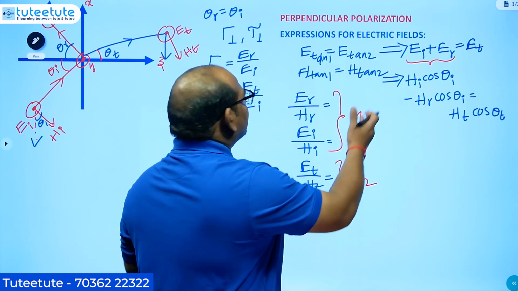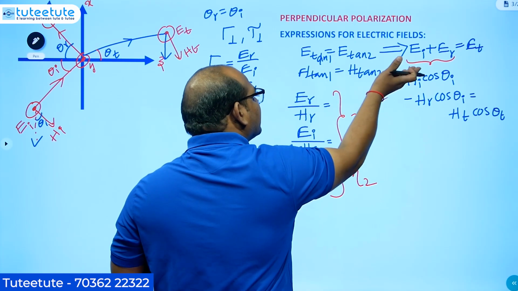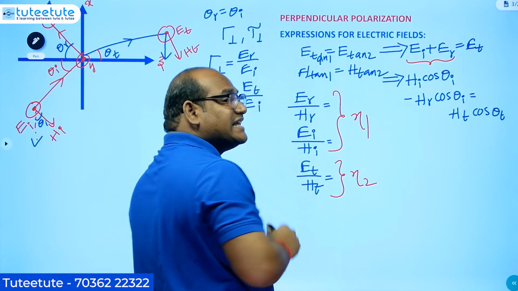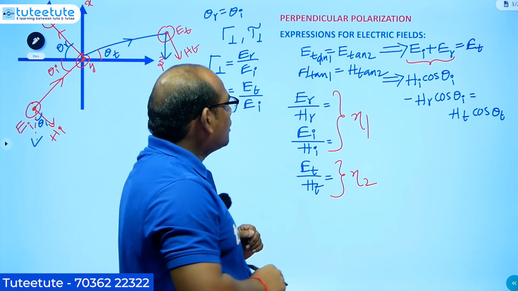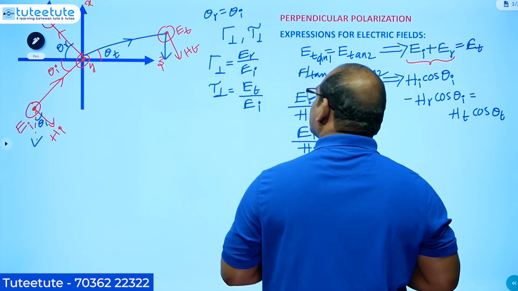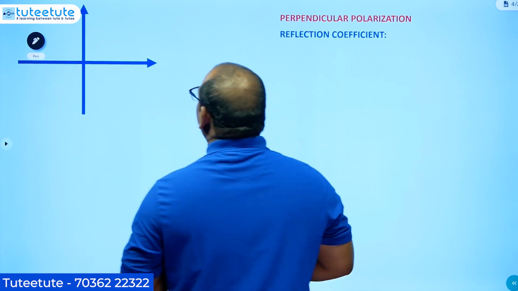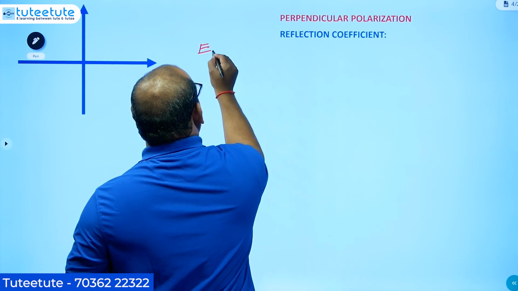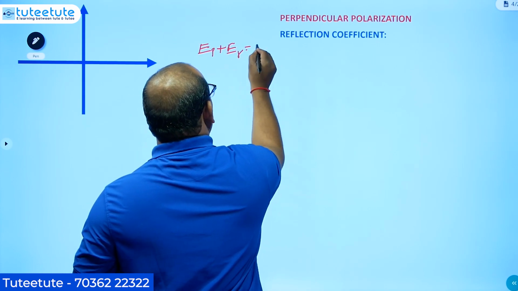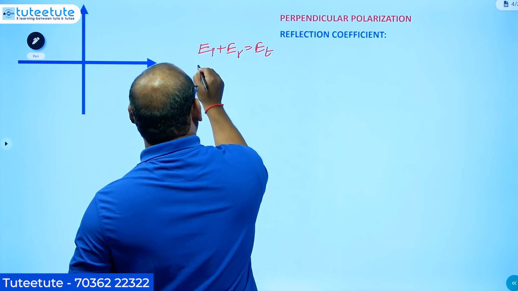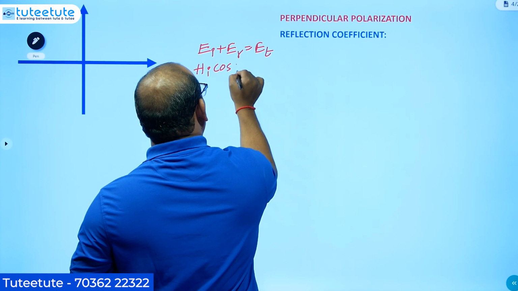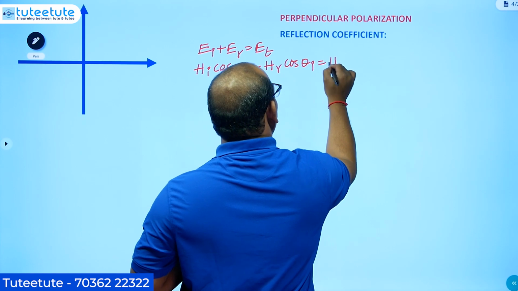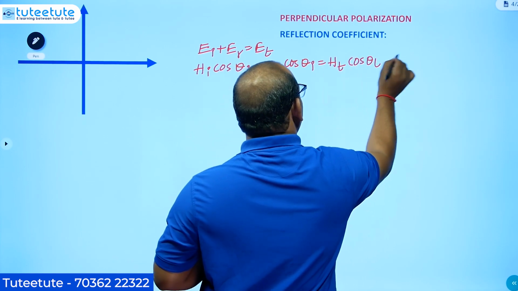For that purpose, if you want to get this one, we have to eliminate ET. And in order to get the other one, we have to eliminate ER. Like that we have to proceed. So for that particular purpose, I am going to the next slide. Once again I am writing whatever equations we need here. Those are EI, ER, this is ET, and the second equation we got is HI cos theta I minus HR cos theta I is equal to HT cos theta T. This is what we have.